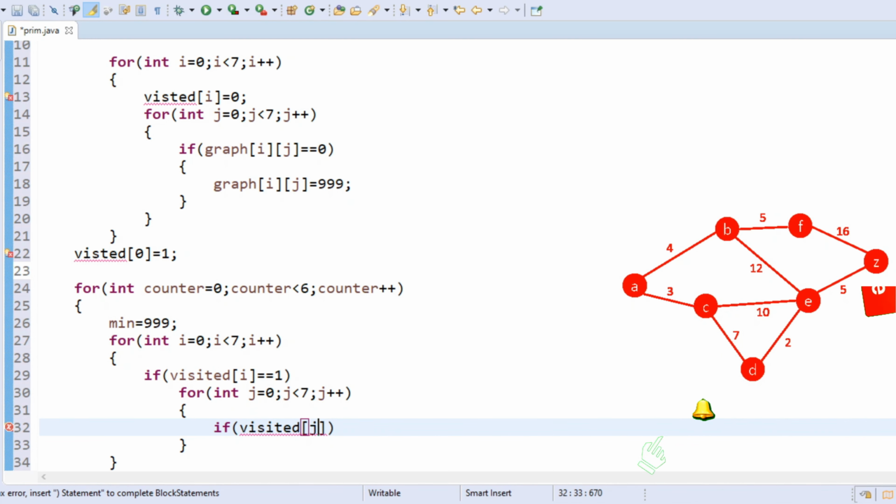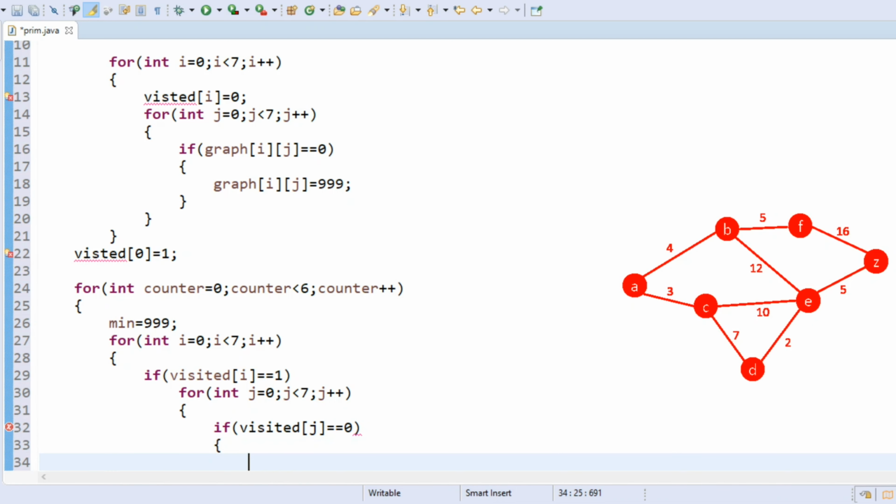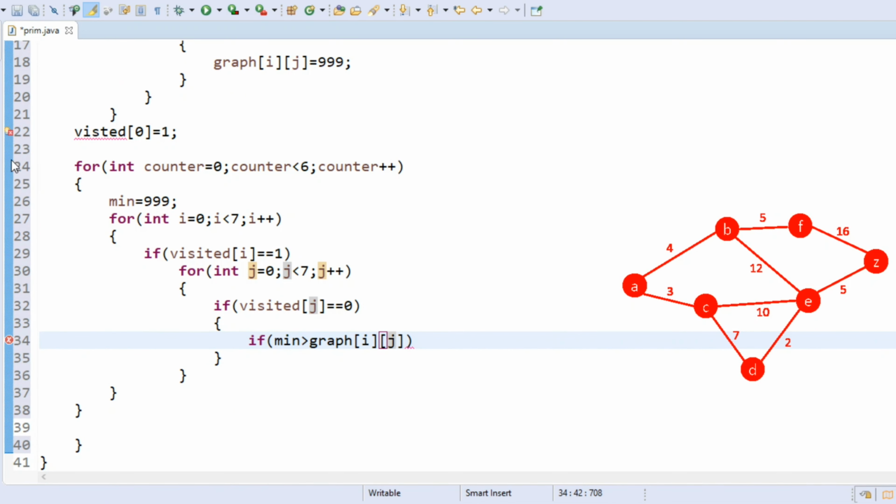of j double equals to 0, that means we are setting the destination node as 0. So when we are setting the destination node, we are going to take if min is greater than the graph of ij. So here I am taking the graph of ij which represents the edge value.